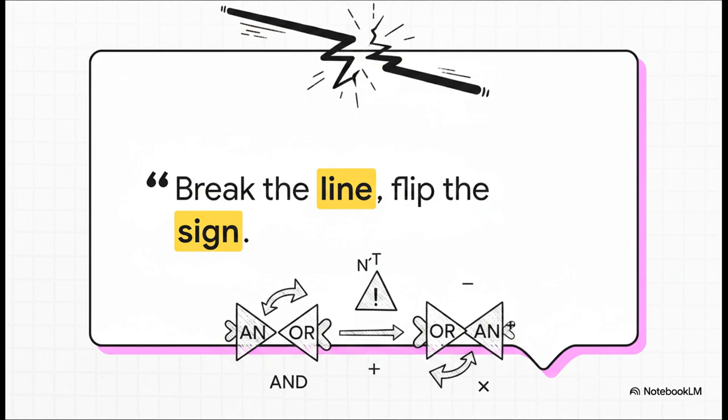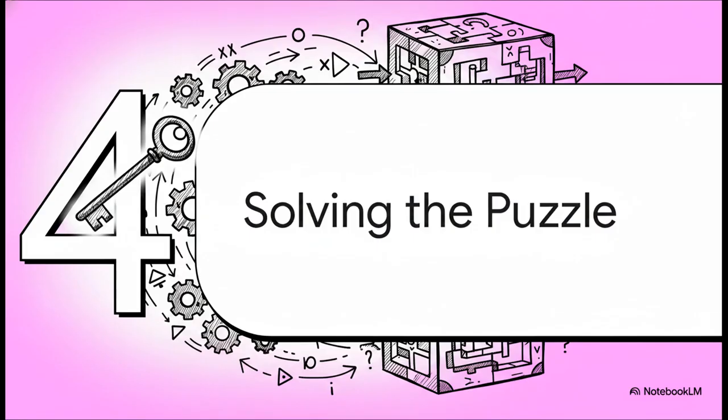So if there's one phrase you walk away with today, let it be this one. Break the line, flip the sign. That's the key. You break that not line over the whole expression, and you flip the sign in the middle. And becomes or, or becomes and. Got it? All right, now that we have our secret weapon, let's go back and solve that puzzle from the beginning. You're going to see how easy this is.